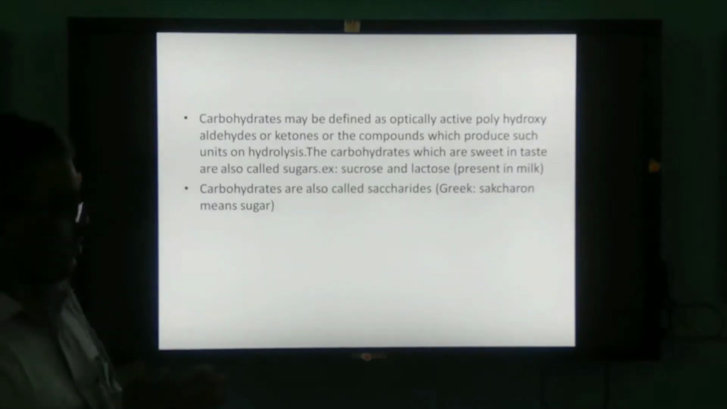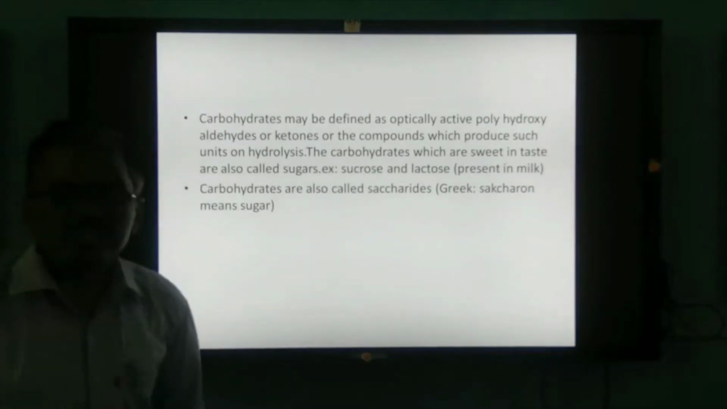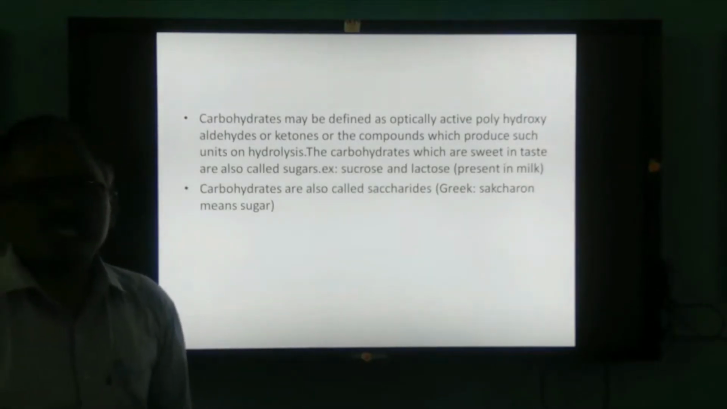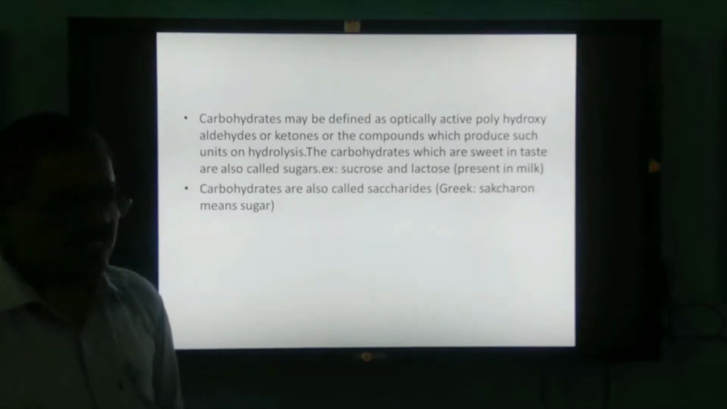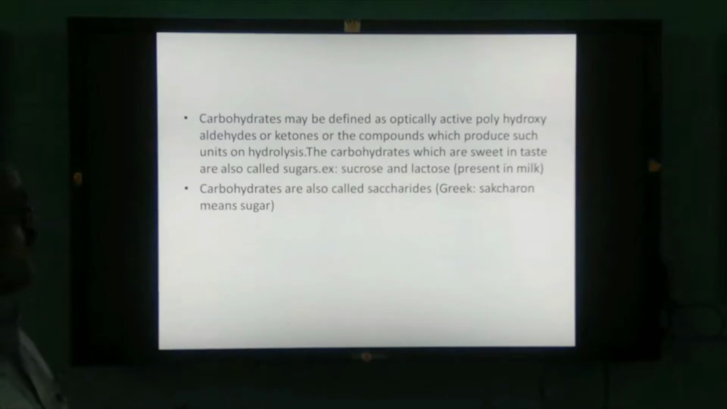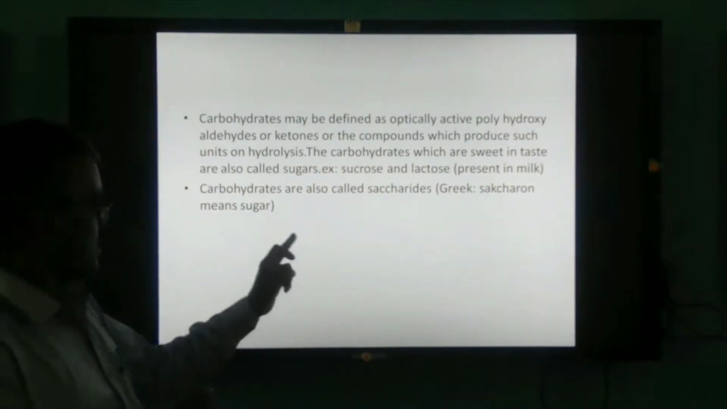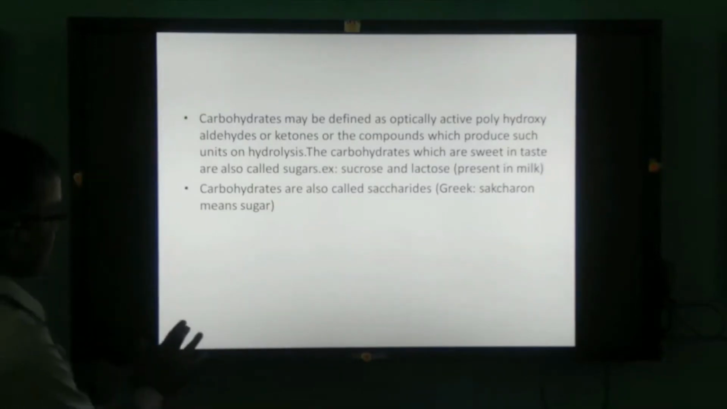simpler units. For example, some are sweet in taste. Carbohydrates which are sweet in taste are called sugars, and those which are not sweet in taste are called non-sugars. For sugars, examples are sucrose and lactose, which is present in milk. Carbohydrates are also called saccharides. What is the meaning of saccharide? Saccharide means sugar.